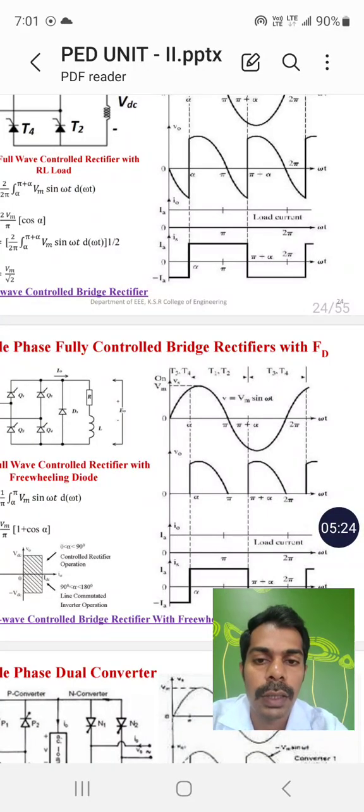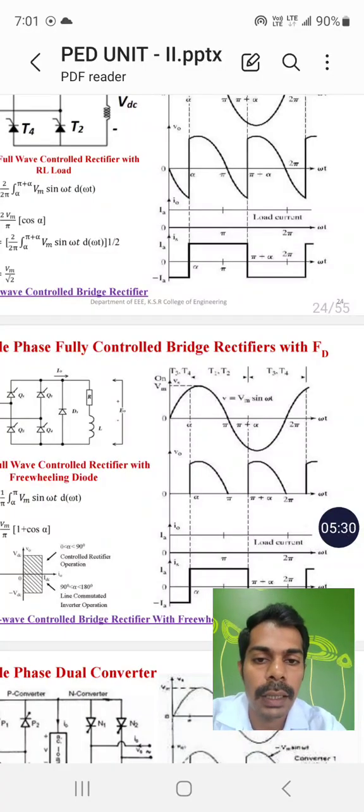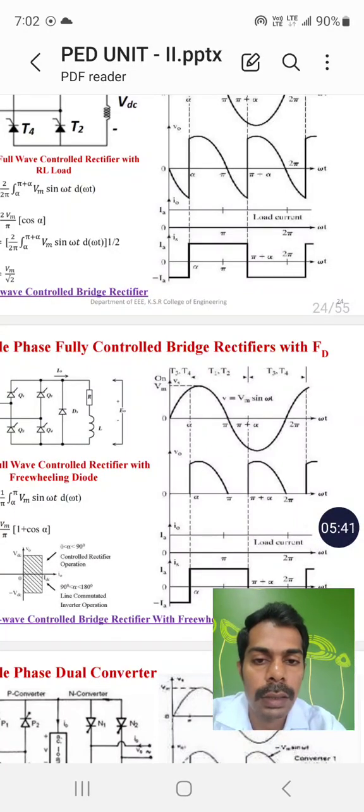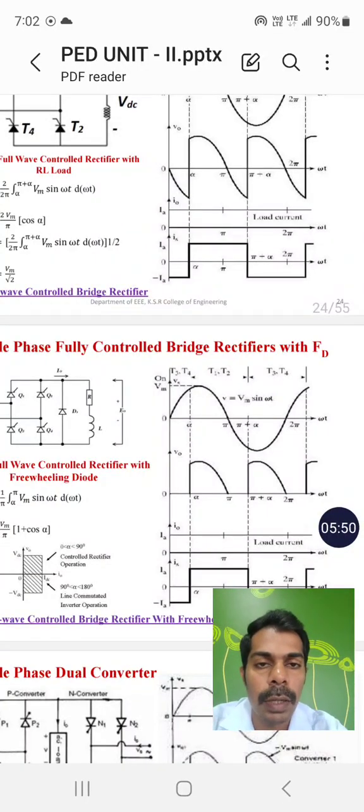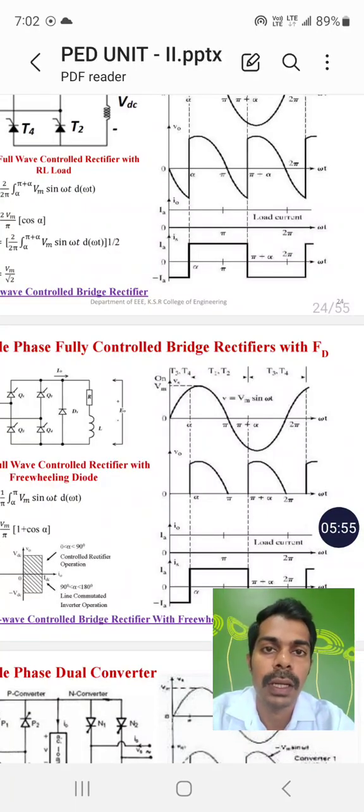When we use the freewheeling diode, during the conduction time between pi and pi plus alpha, the inductor discharges through the freewheeling diode and circulates through the inductor, freewheeling diode and R. So the inductor charge gets discharged from pi to pi plus alpha. When the next gate pulse arrives, it starts conducting from pi plus alpha. So the purpose of the freewheeling diode is to eliminate the negative spikes appearing across the RL load. When we use an R load, there will be no negative spikes, because when we use an L load, the spikes will appear. Thank you.